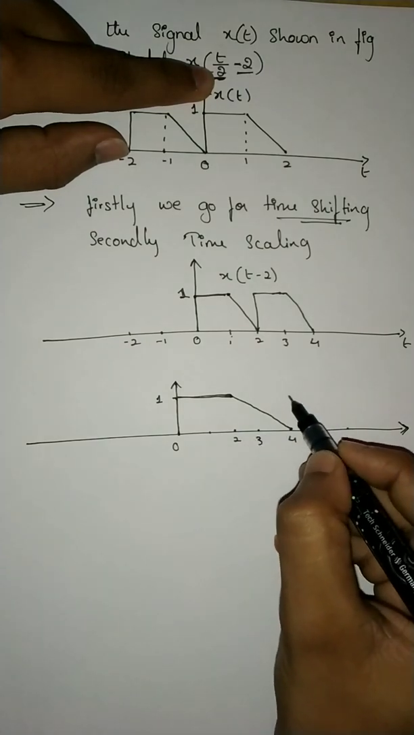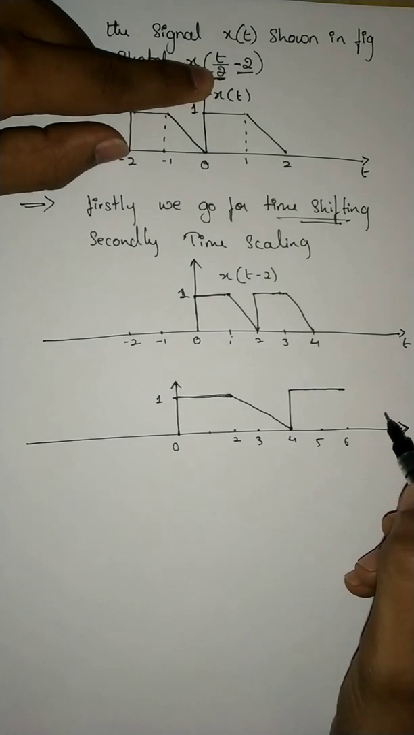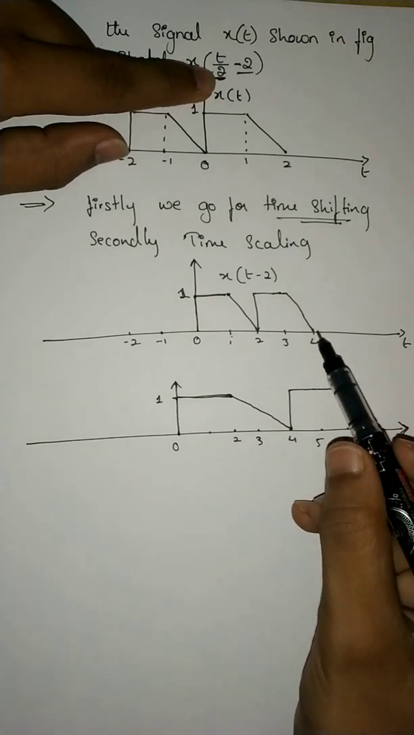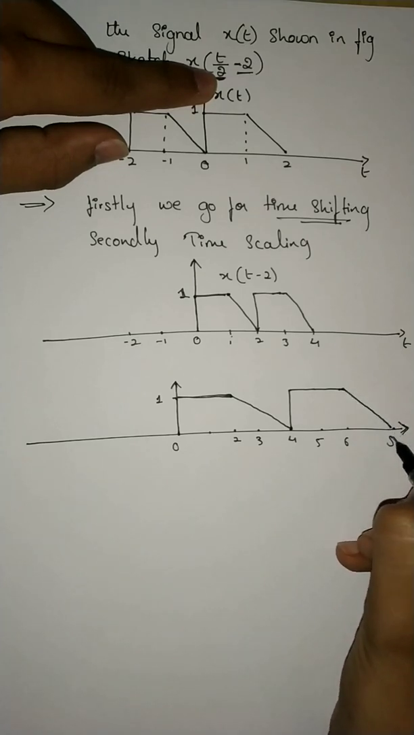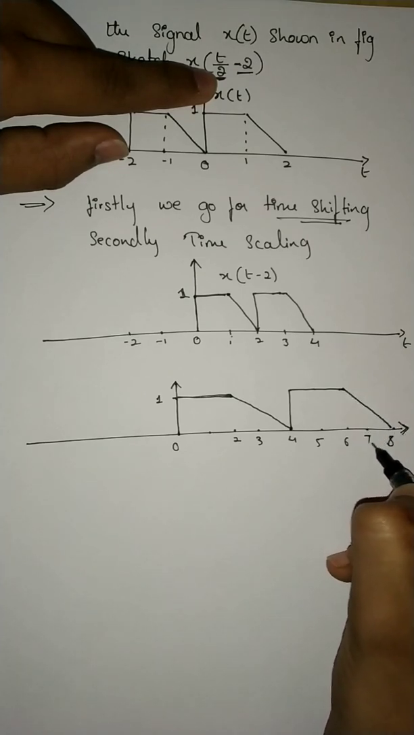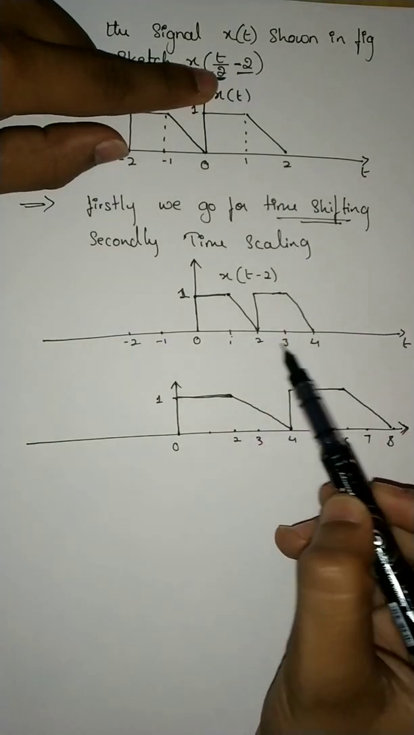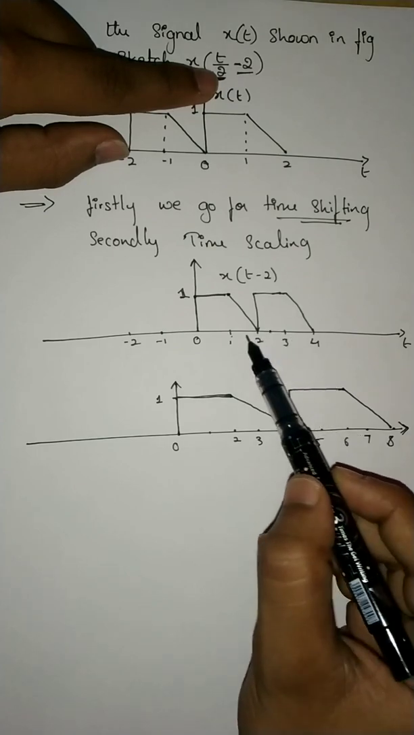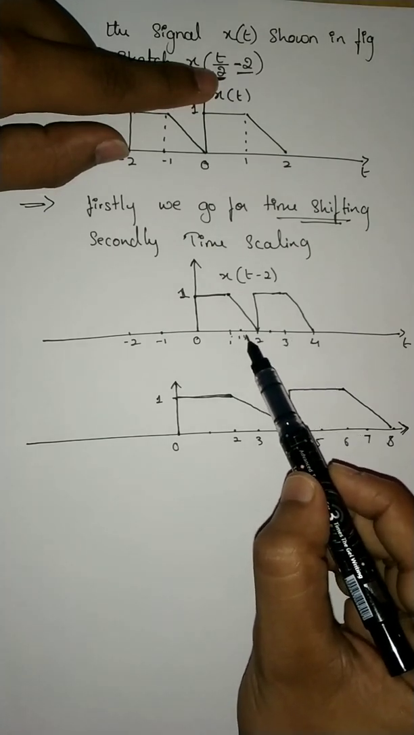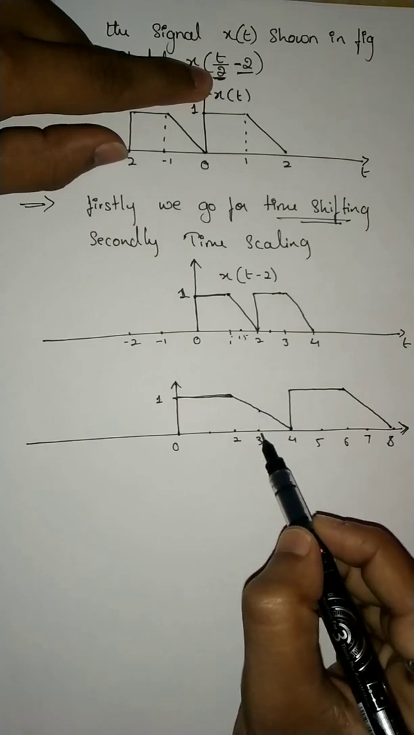3 into 2 is 6, and now the signal is extended till 6. And 4 into 2 is 8, so the signal ends at time interval 8. If you want to take in-between signals also, here we have 1.5. 1.5 into 2 is 3, and here we are having the 1.5 signal.